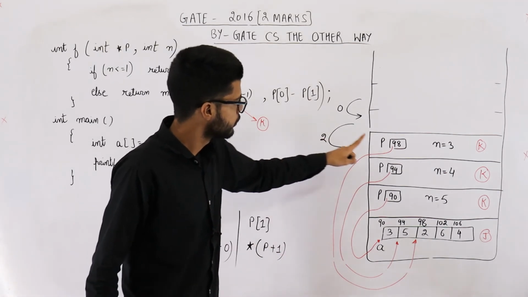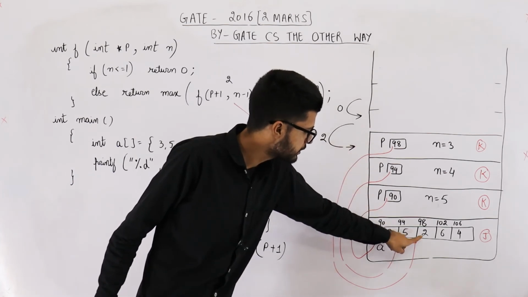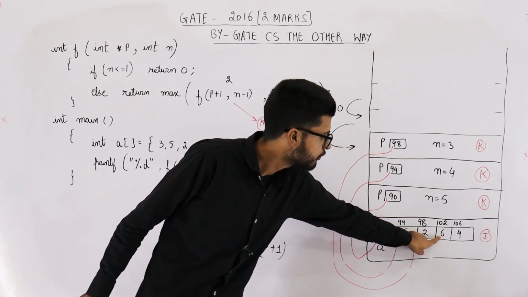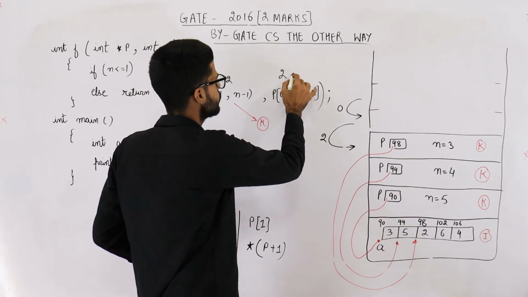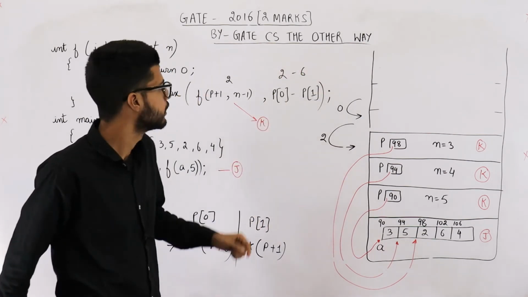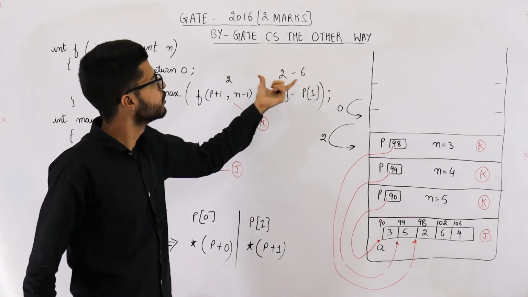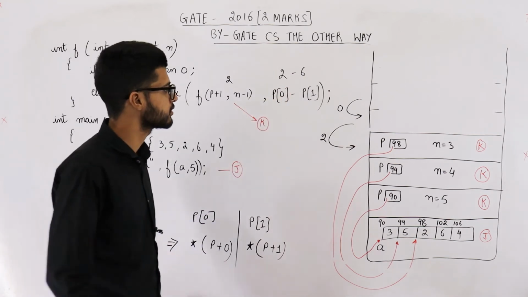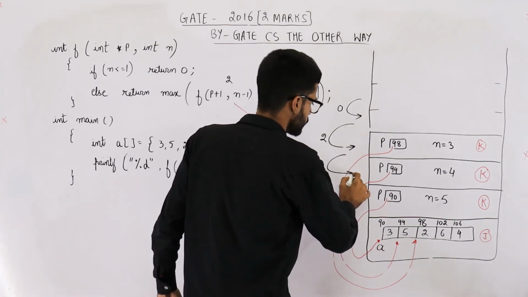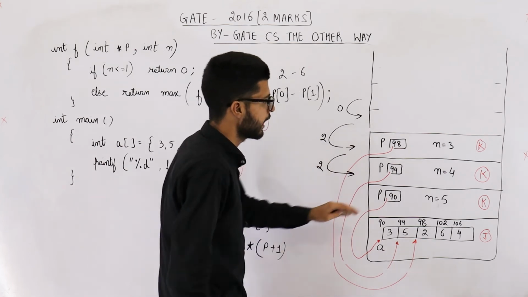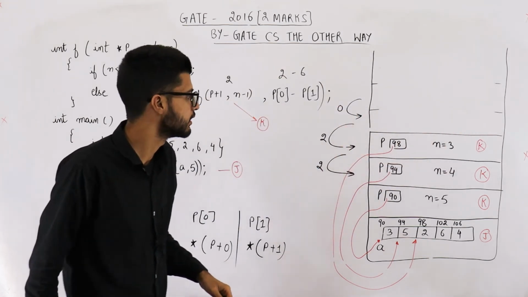So p of 0 for this one will be what is present at 98, that is 2. P of 1 is 6. So this is 2 minus 6, which is minus 4. So take the maximum of 2 and minus 4. Obviously the maximum is 2. So this function is also going to return 2 only. Okay. And this activation record will be deleted.